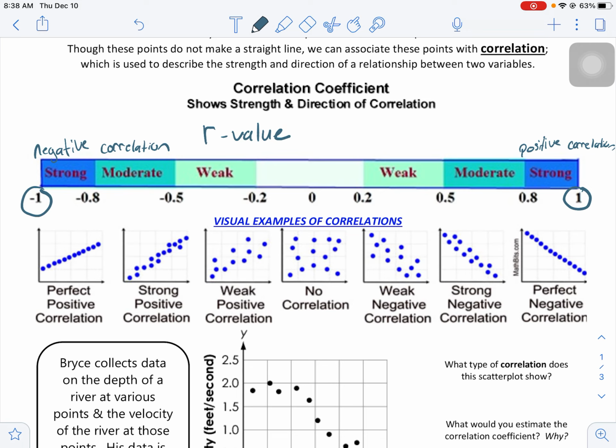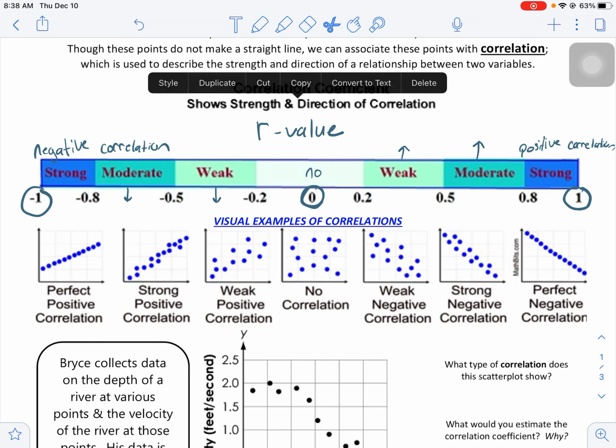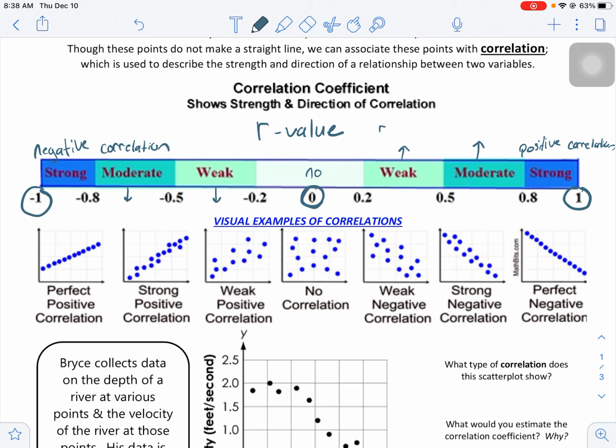Anything in between changes the scale. This would be a moderate negative. This would be a weak negative. This one would be our no correlation, so there would be no correlation here if we're at 0. And then our weak positive, and then our moderate positive. So those would be the different types of R values. We're going to actually graph these in Desmos today, and it's going to be the value that says R is equal to.